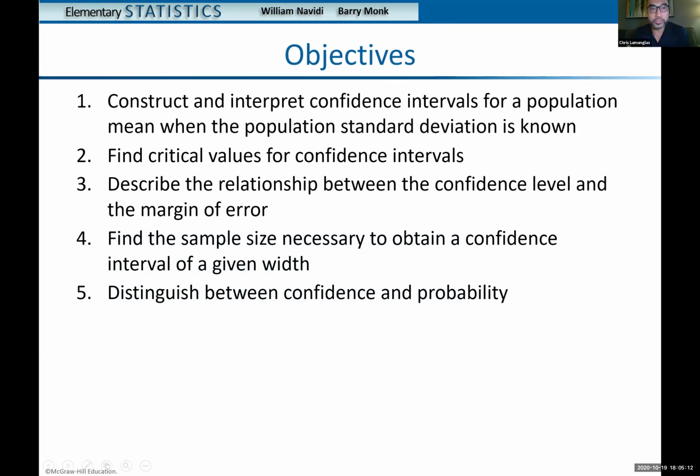These are the objectives. Construct and interpret confidence intervals for a population mean when the population standard deviation is known. Find critical values for confidence intervals. Describe the relationship between the confidence level and the margin of error. Find the sample size necessary to obtain the confidence interval of a given width. And distinguish between confidence and probability.